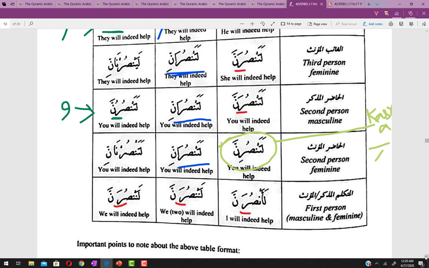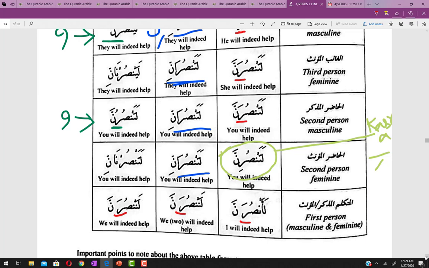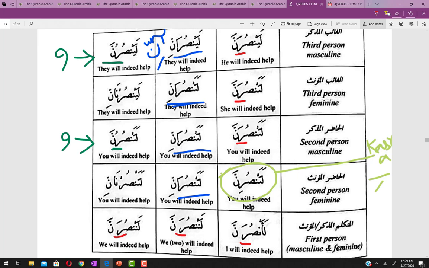Lanansuranna, we all will definitely help. I'm going to read out the points which are over here.